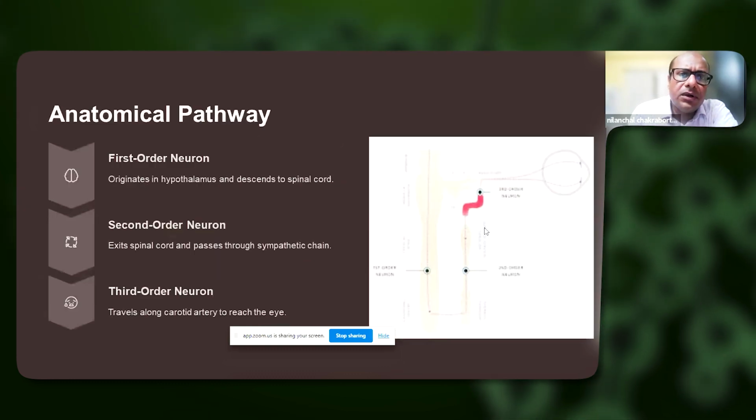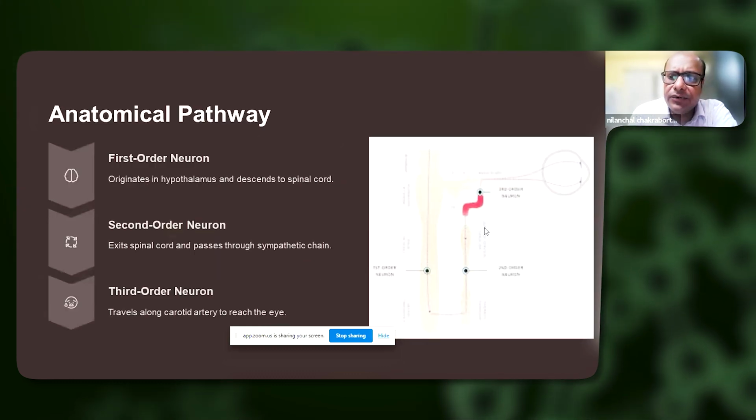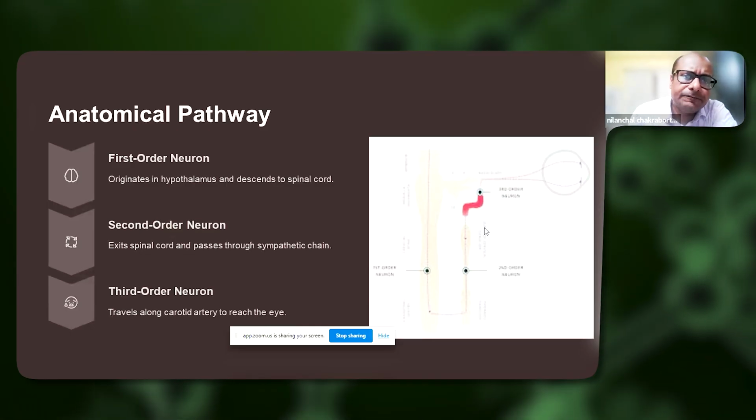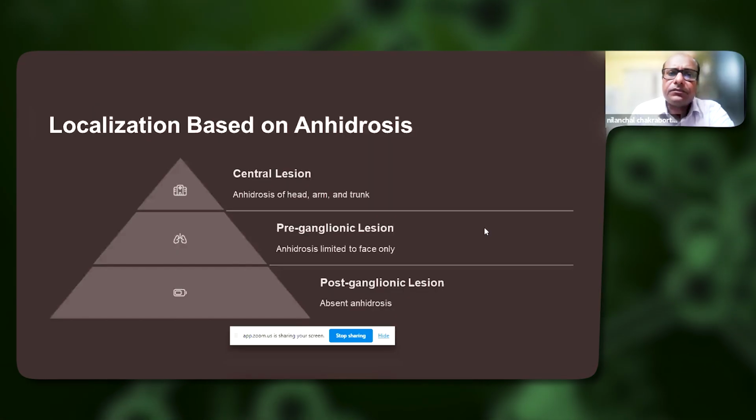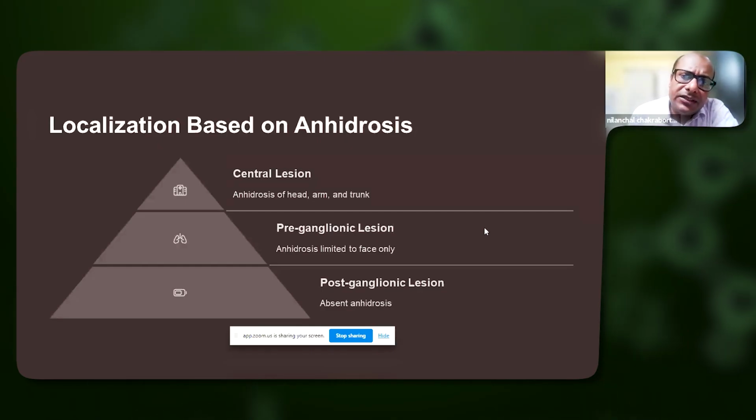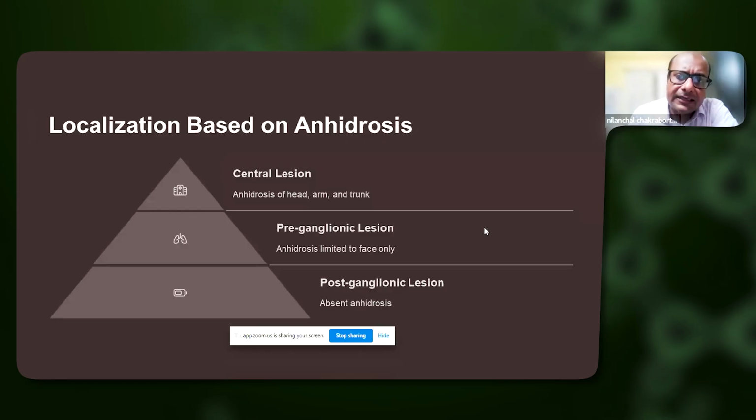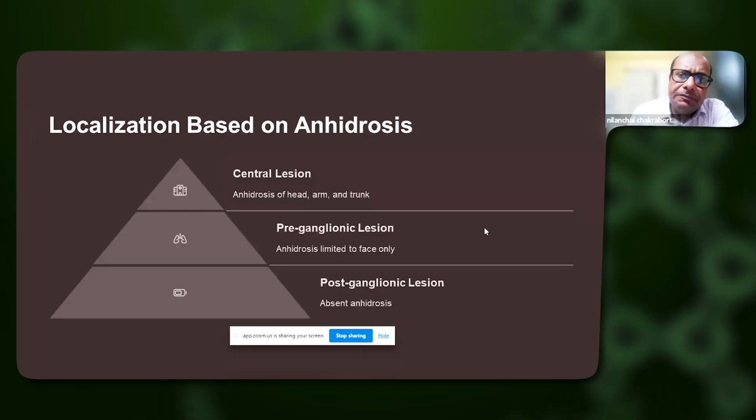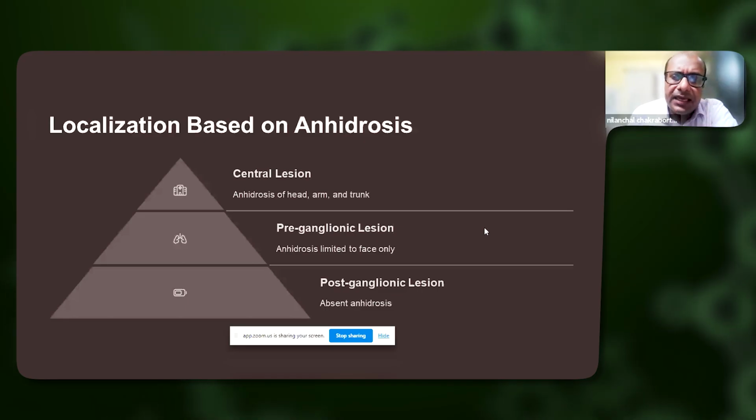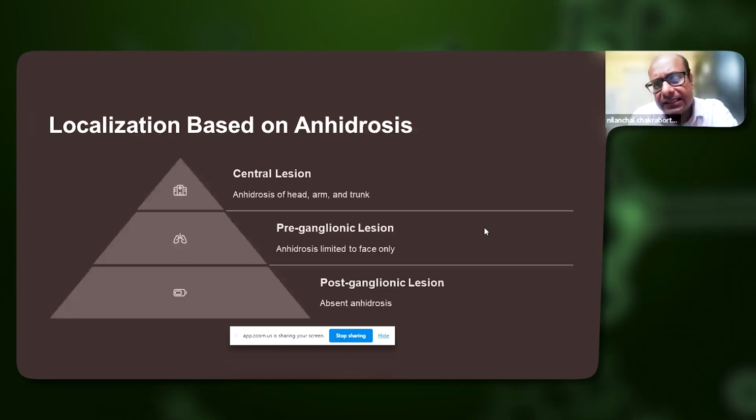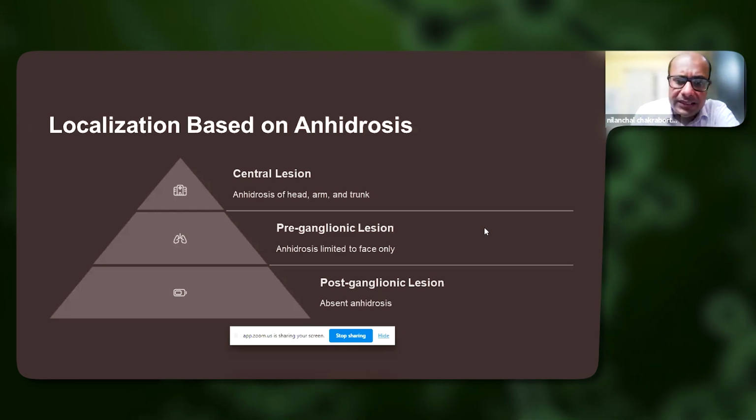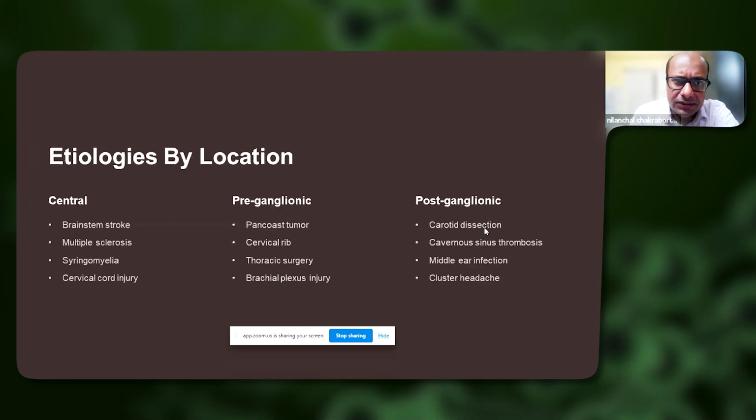So you need to know the order of neurons which get affected, from first order to second order to third order. But ultimately, if there is a central lesion like a stroke, anhidrosis will affect the head, arm, and trunk. If it is a preganglionic lesion, the anhidrosis will be limited to the face, and if it is a postganglionic lesion, there will be normal sweating, no features of anhidrosis.